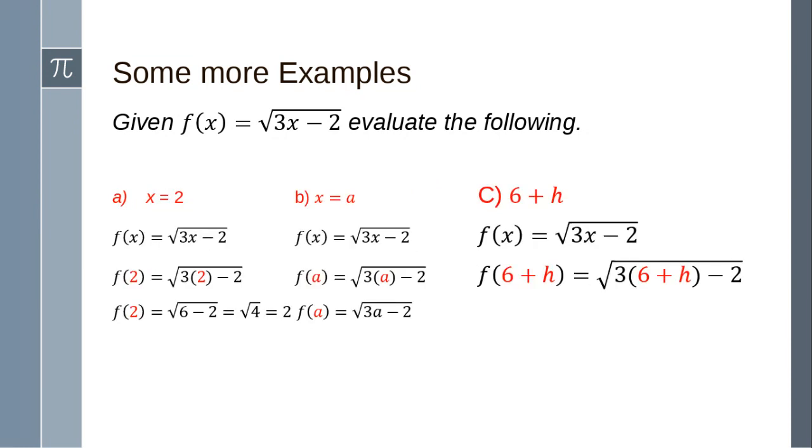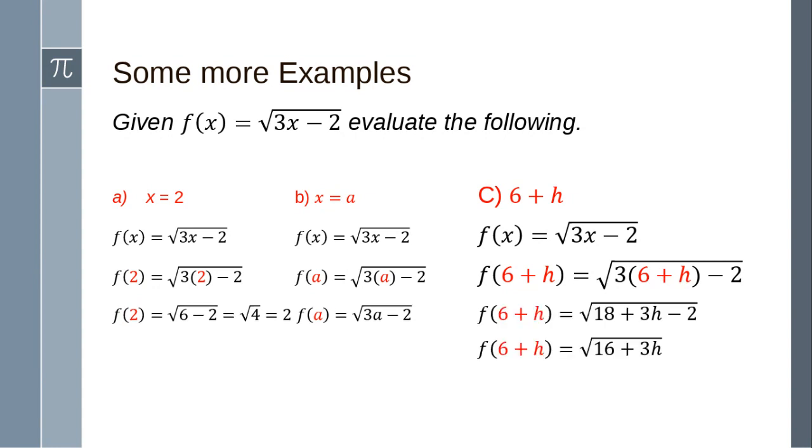So C has 6 plus h. This one's a little bit tricky or a little bit more complicated. So my input value is 6 plus h. So I'm going to evaluate the function at this input value, 6 plus h. So everywhere I see x, I'm going to plug in 6 plus h. So we have the 6 plus h here. So I say it's a little bit more work because what I need to do now is I need to distribute this 3 to both of these terms that are inside this parentheses. Again, I'm going to fill it in, right? 3 times the 6 and 3 times the h, okay?